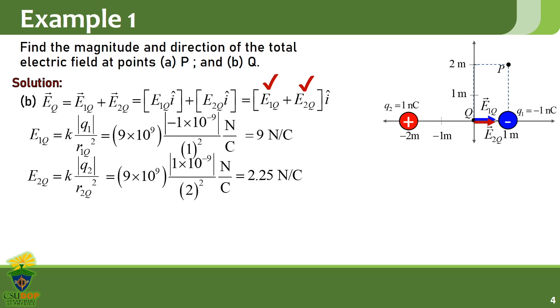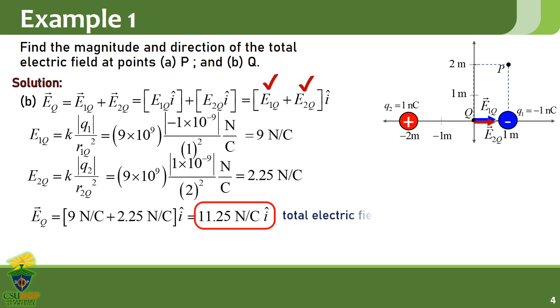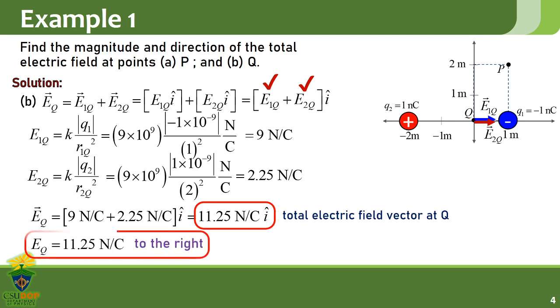We can then finally solve for the total electric field vector at point Q as 11.25 newtons per coulomb i hat. If the final vector is only composed of a single component, such as what we have obtained here, then this can serve as our final answer for the magnitude and direction. Note that it is evident that the magnitude is 11.25 newtons per coulomb, and the direction is i hat, or towards the positive x-axis, or to the right.